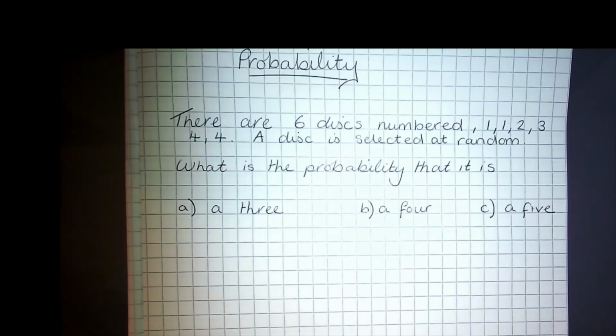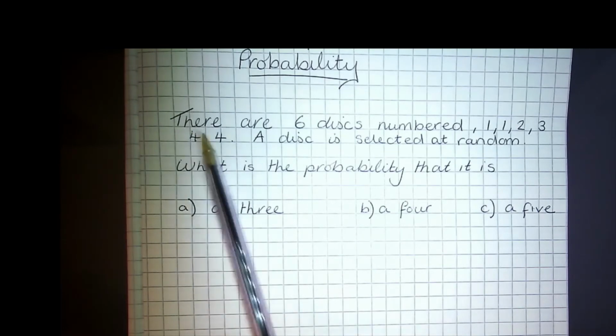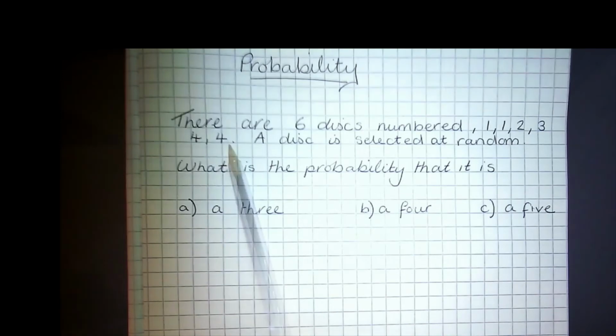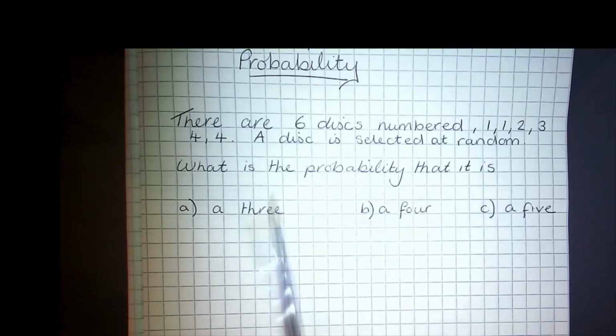So today we are talking about probability. So here's an example. There are 6 discs numbered 1, 1, 2, 3, 4 and 4. A disc is selected at random. What is the probability that it is a 3?